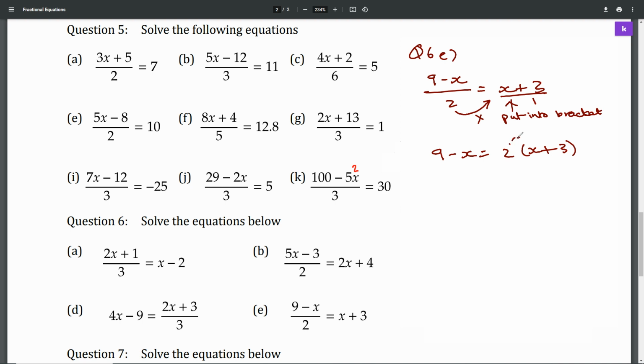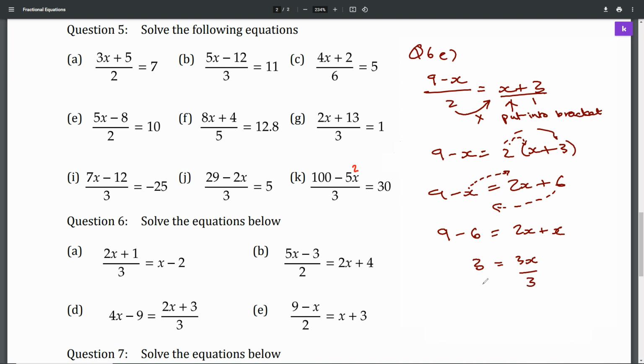So now I have to distribute the 2 into the bracket twice for this. So it becomes 2x plus 6. So 9 minus x equals 2x plus 6. And so I move the negative x across, and I move the 6 back this way. So I get 9 minus 6 equals 2x plus x. That becomes 3x. 9 minus 6 is now 3. Divide by 3 both sides, gets me x equals 1.